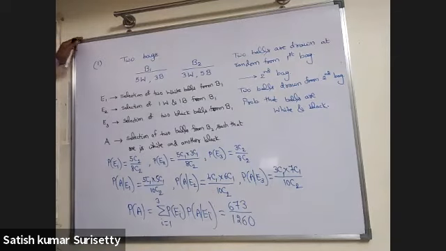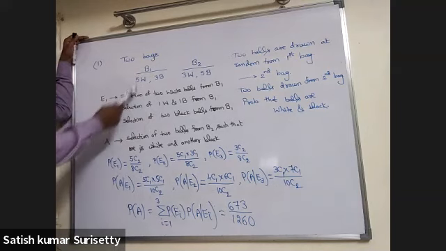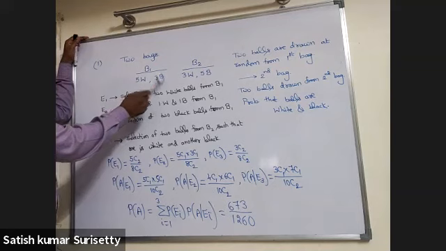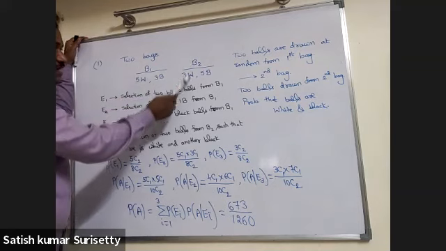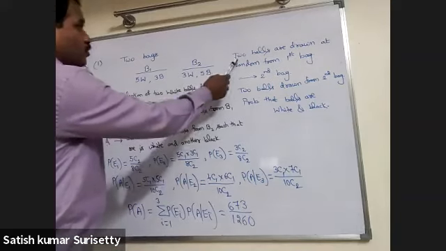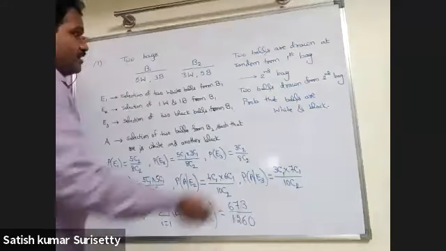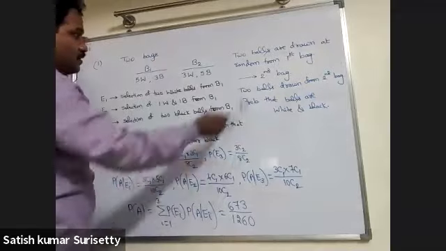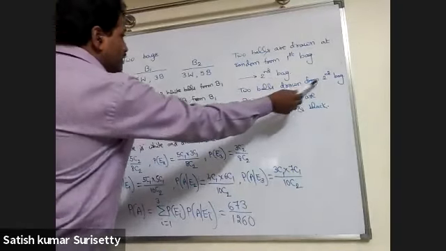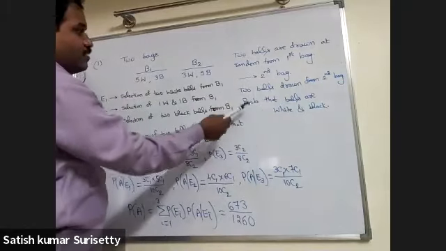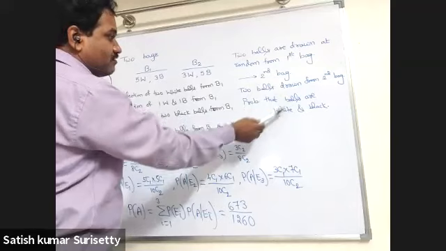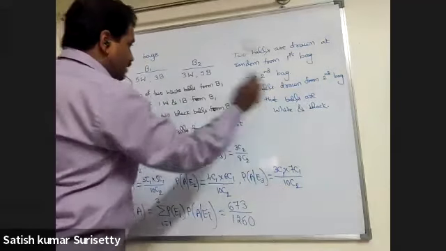So one problem for the total probability theorem is, there are two bags. The first bag contains 5 white and 3 black balls, and the second bag contains 3 white and 5 black balls. Now we have to draw 2 balls randomly from the first bag and put them into the second bag. After that, 2 balls are drawn from the second bag. What is the probability of getting 2 balls from the second bag such that one is white and another is black?